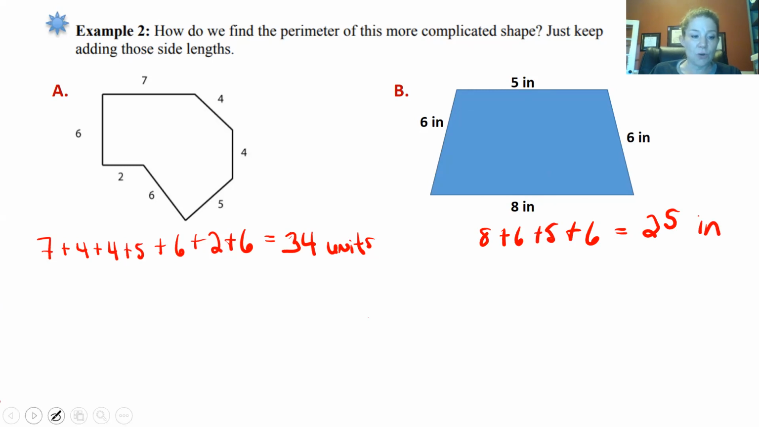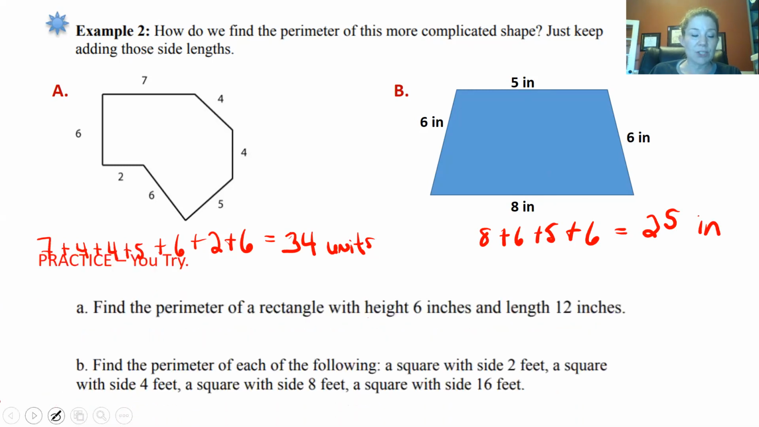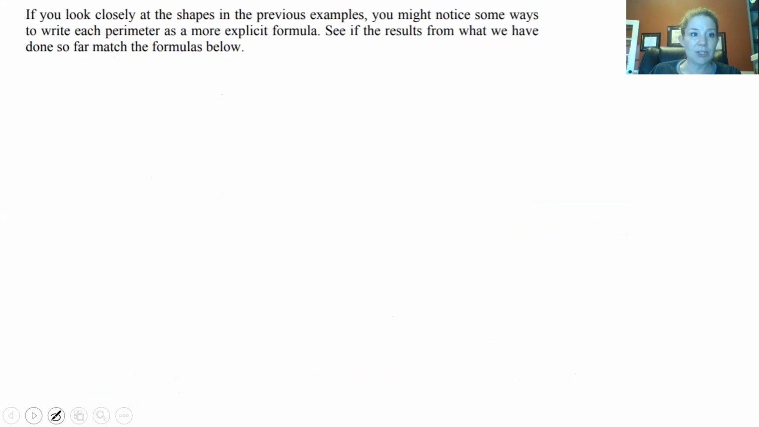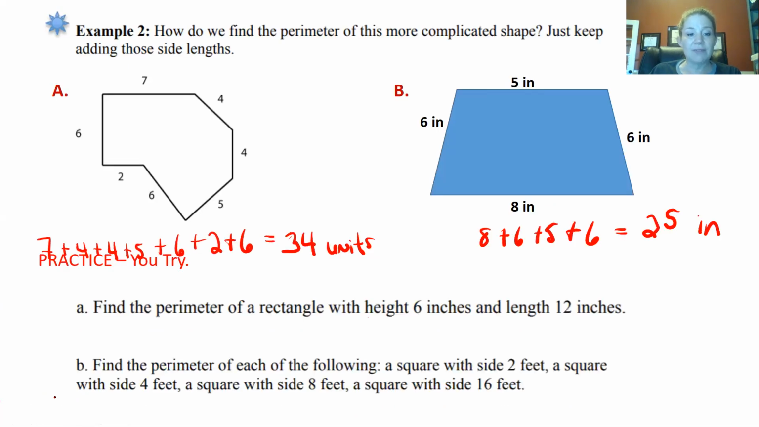All right, so why don't you guys try these. Everybody just pause the video and try those 2 problems, please, letter A and B.